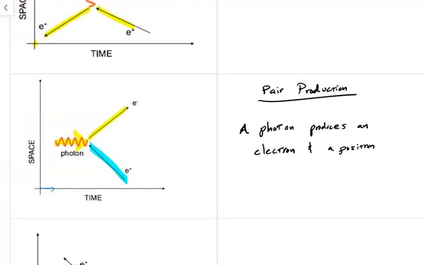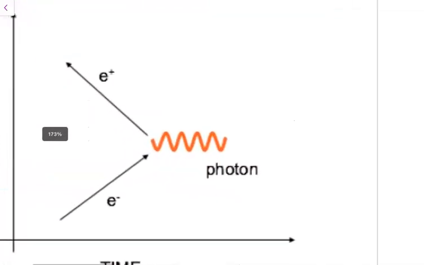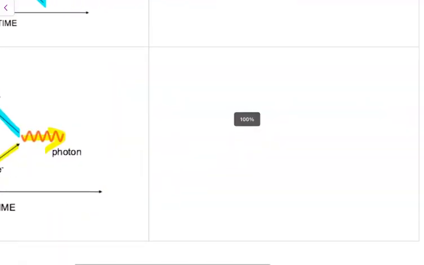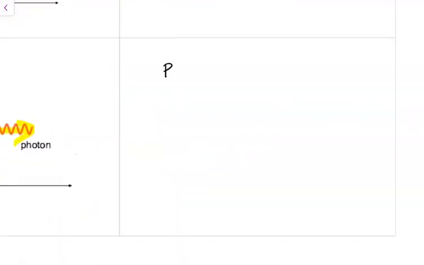Now, similarly, if we go in the opposite direction and we see an electron moving forward and a positron coming out, but moving forward, we end up with a photon. This is called pair annihilation. Ooh, how am I going to spell it? I think I spelled it right. Forgive me if I didn't.